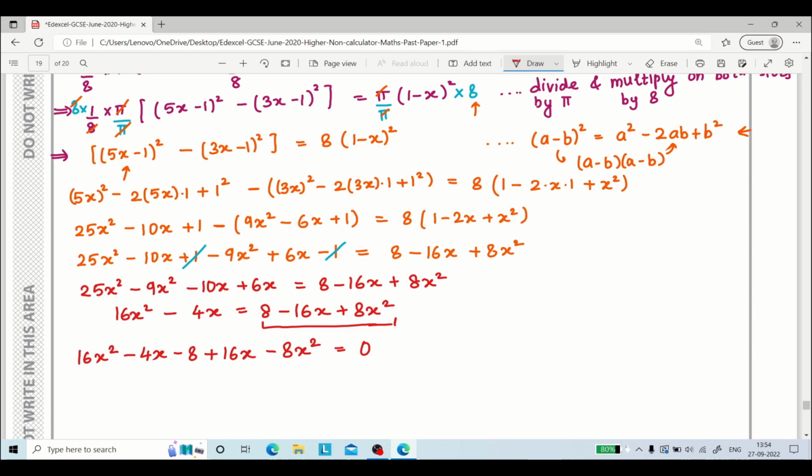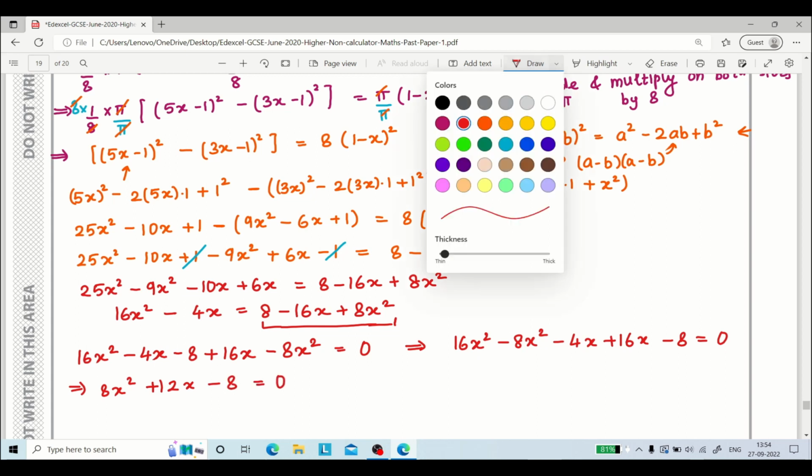Now we'll just group up the like terms. So while grouping, we'll have 16x square minus 8x square together, minus 4x plus 16x, minus 8 is equal to 0. That will give you 8x square plus 12x minus 8 is equal to 0. I hope we are clear with this.